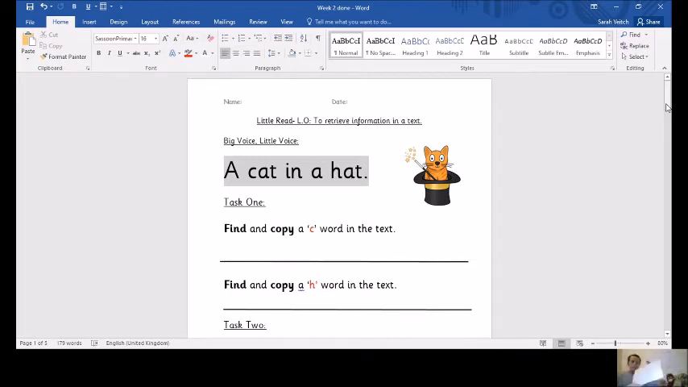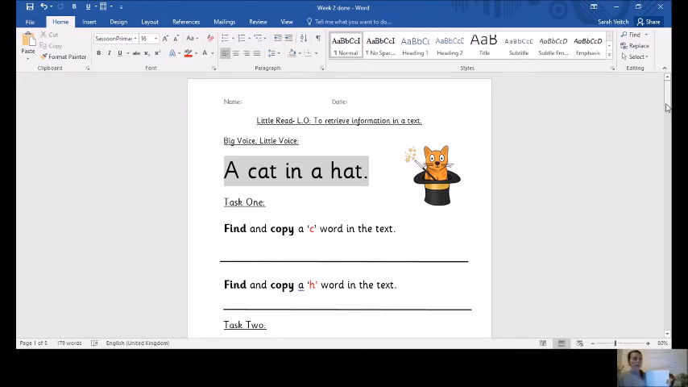The next one says, find and copy a H word in the text. So now I am looking for the word that begins with our H sound. I'm going to say our piece of text again and then copy the word beginning with a H. Ready? A cat in a hat. Oh, now I can hear the H sound in the word hat.